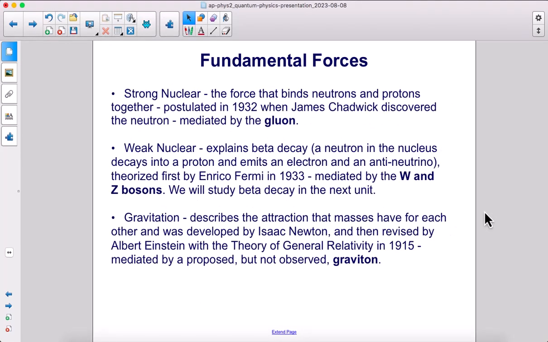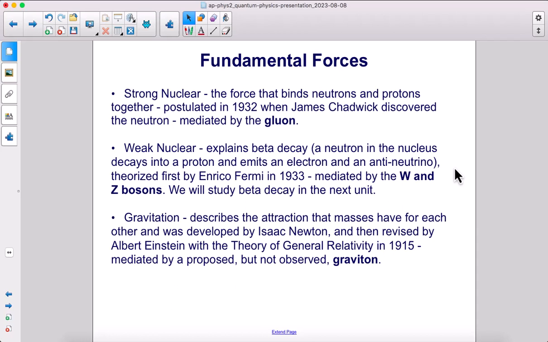The strong nuclear force is the force that binds neutrons and protons together, postulated in 1932 when James Chadwick discovered the neutron. This force is mediated by the gluon. The weak nuclear force explains beta decay, where a neutron in the nucleus decays into a proton and emits an electron and an antineutrino. Theorized first by Enrico Fermi in 1933, this force is mediated by the W and Z bosons. We will study beta decay in the next unit.